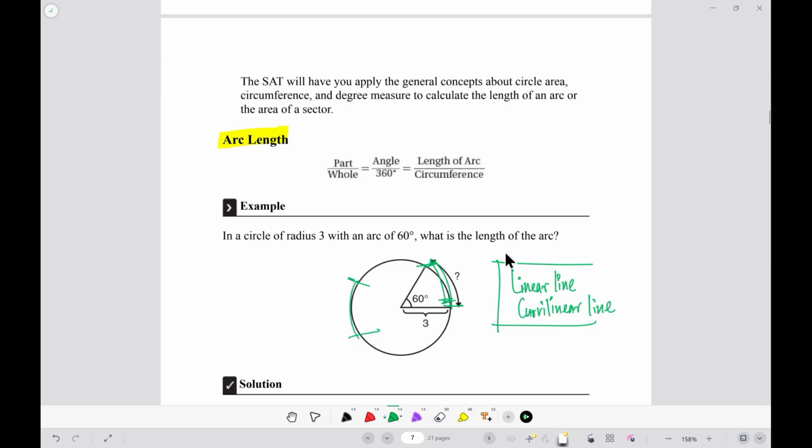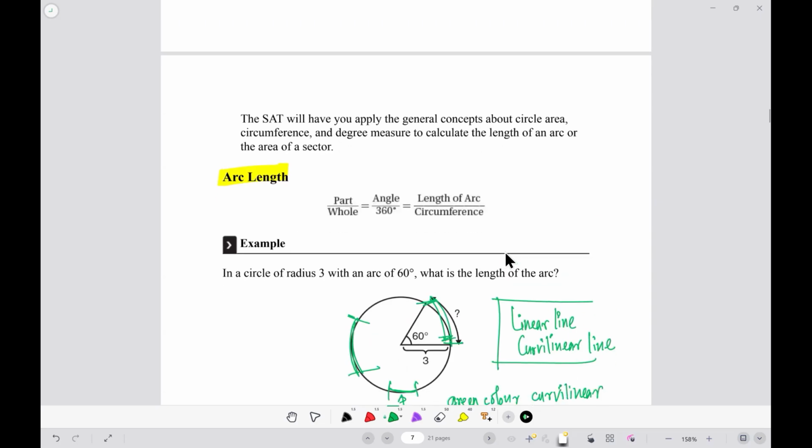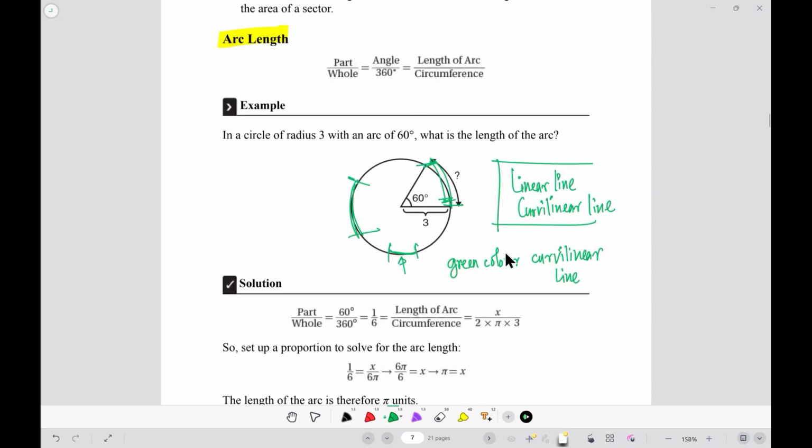This can also be an arc. This can also be an arc. This green colored curvilinear line, these are called arcs. And maybe we can divide a circle into as many arcs as we want. And an arc will definitely create an angle regarding the center.